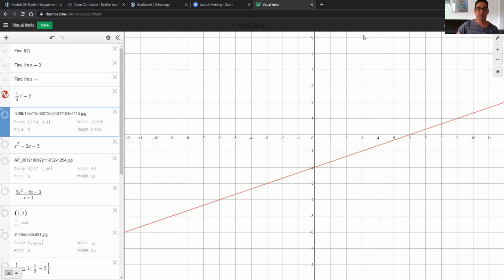So I'm already screen sharing Desmos. I have all these graphs set up. You only have to look at the one that's highlighted, and I have a couple problems up here that we'll be studying as time goes on. All right, so coming back to this.